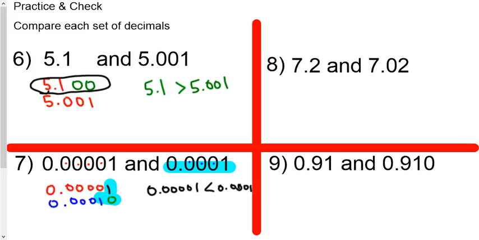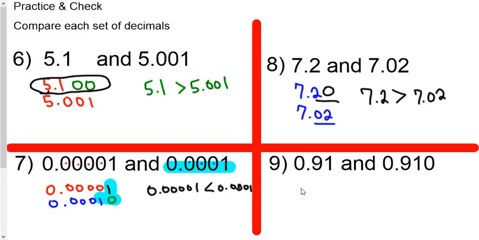Number 8, a lot easier. We had 7.2 and 7.02. Add the 0 on there. The 7s are the same, so we're really just comparing the decimals at this point. 20 is bigger than 2, so 7.2 is greater than 7.02.